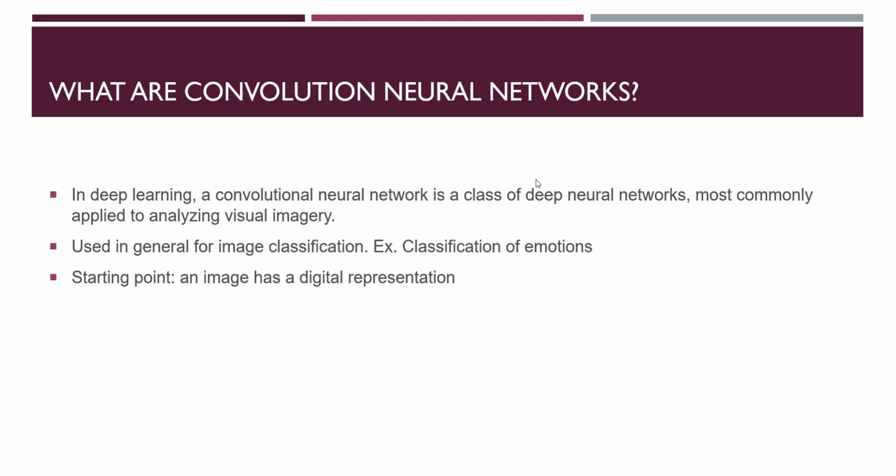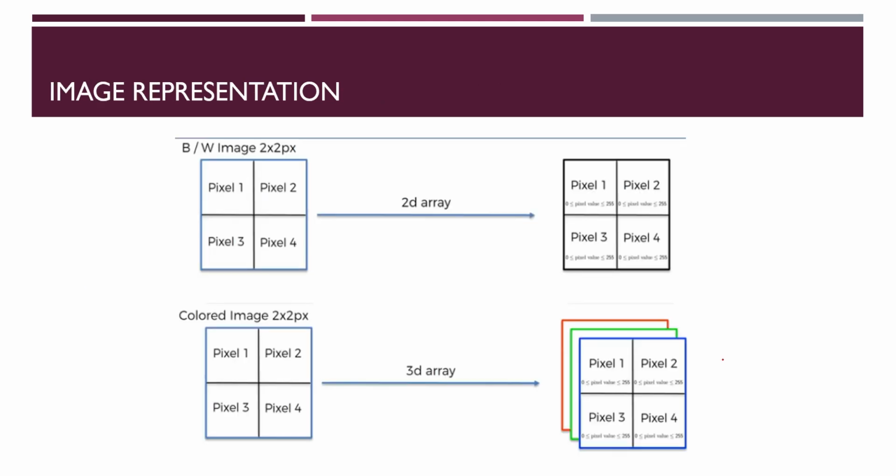Now, whenever we are talking about images, the starting point of building a neural network is we have to look at the image from the point of view of its representation. So, what is the digital representation of this image? When we talk about the image representation, we consider two different types of images: the black and white, the grayscale images, and the color images.